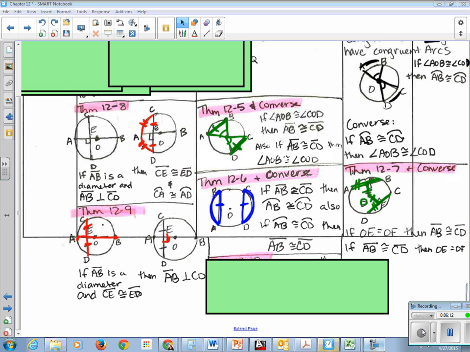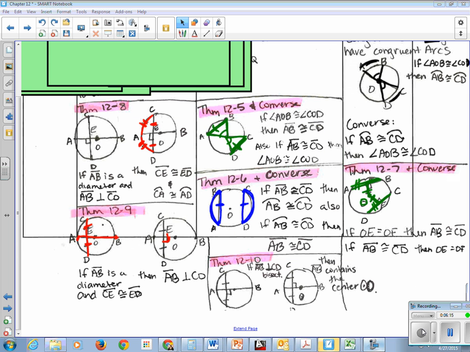All right, our last formula for this segment is theorem 12-10. If AB is perpendicular to CD, is a perpendicular bisector. So not only is it perpendicular, but it also cuts it in half. Then AB contains the center O. So if you know that AB is a perpendicular bisector to a chord, you can then conclude that AB is a diameter, and it goes through the center of the circle.